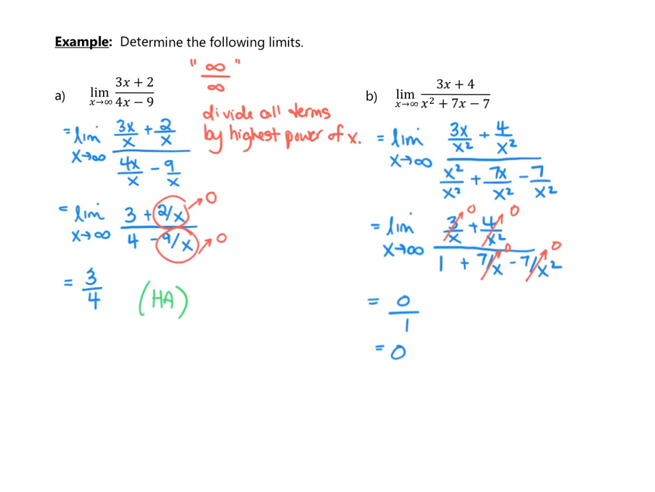Again, this is the horizontal asymptote, the limit as x approaches infinity, from advanced functions. The degree of the numerator is less than the degree of the denominator, and so the horizontal asymptote is 0.